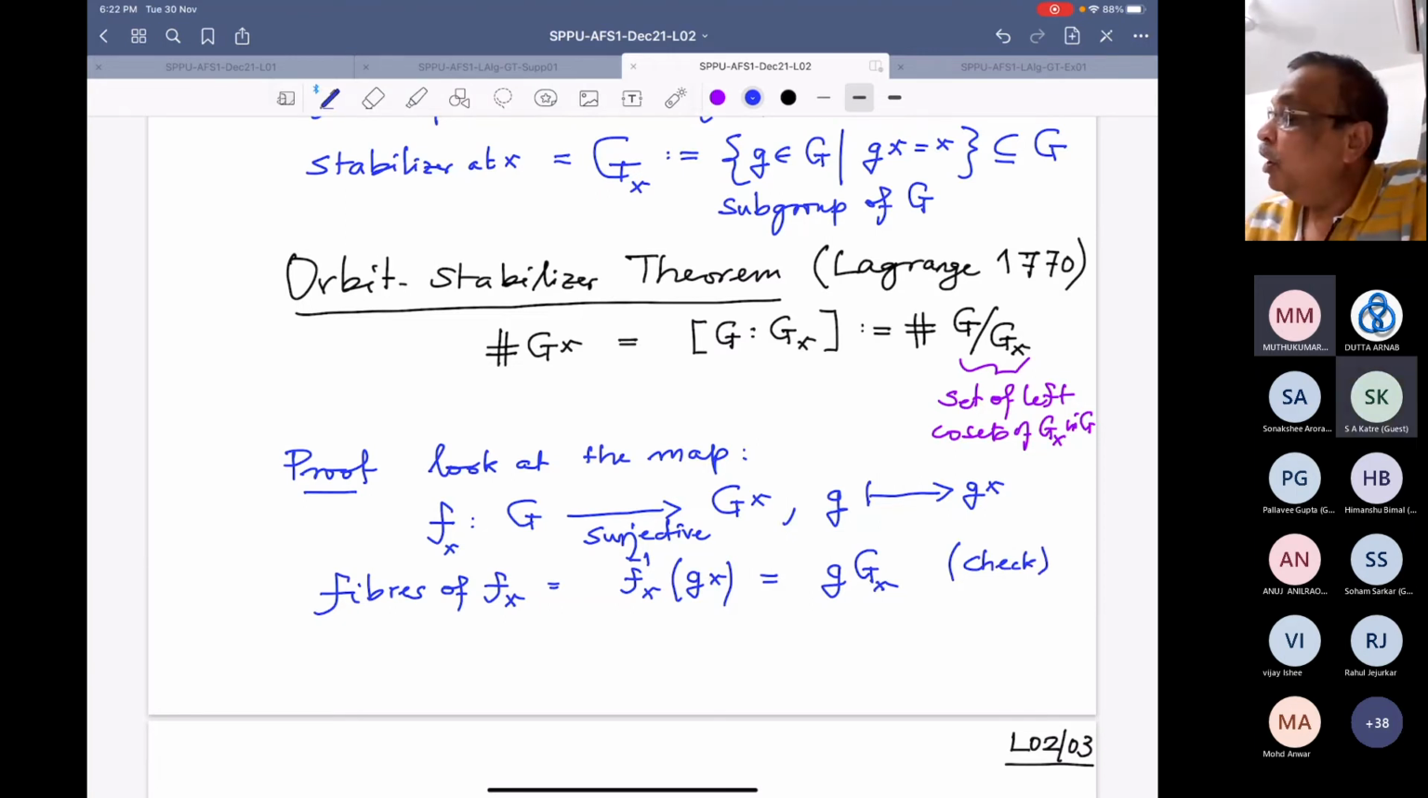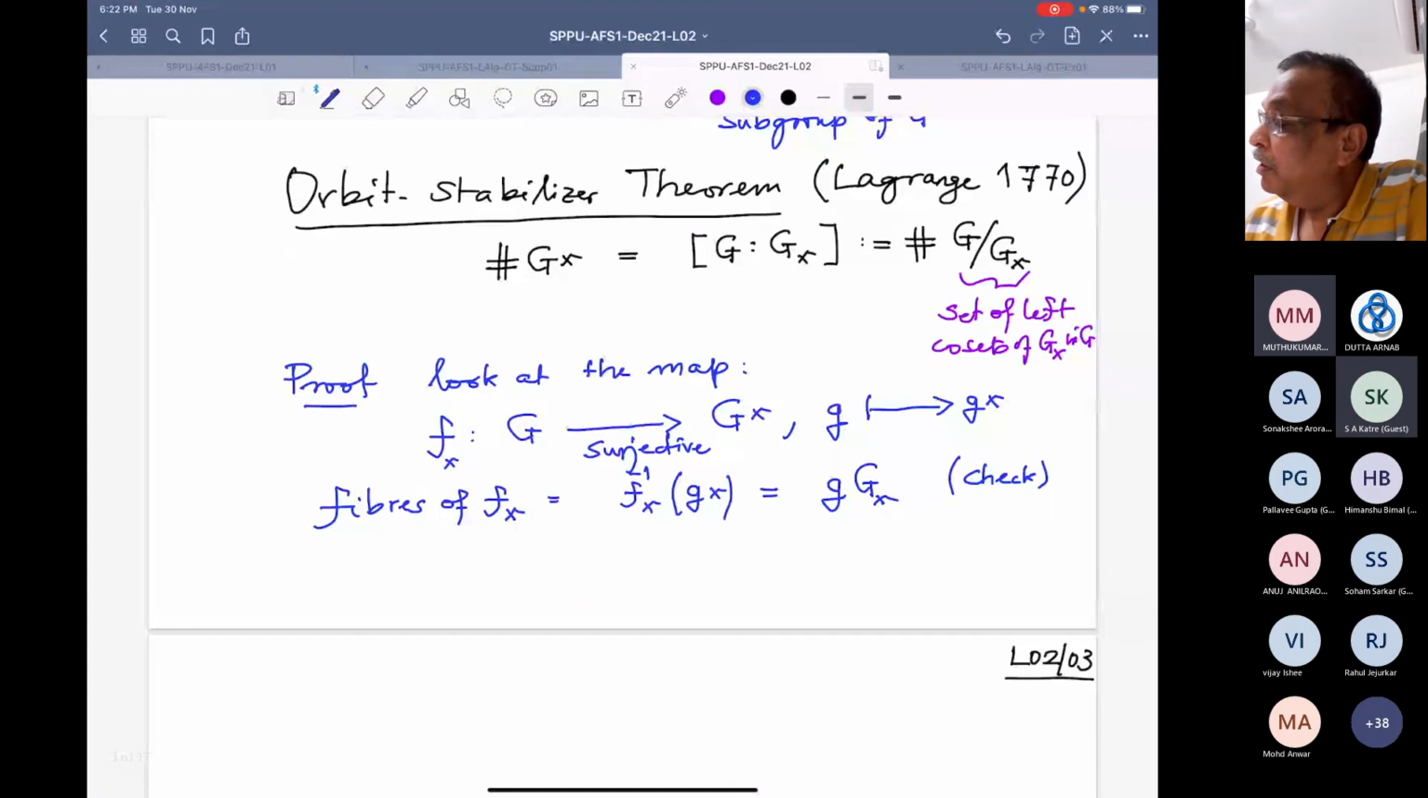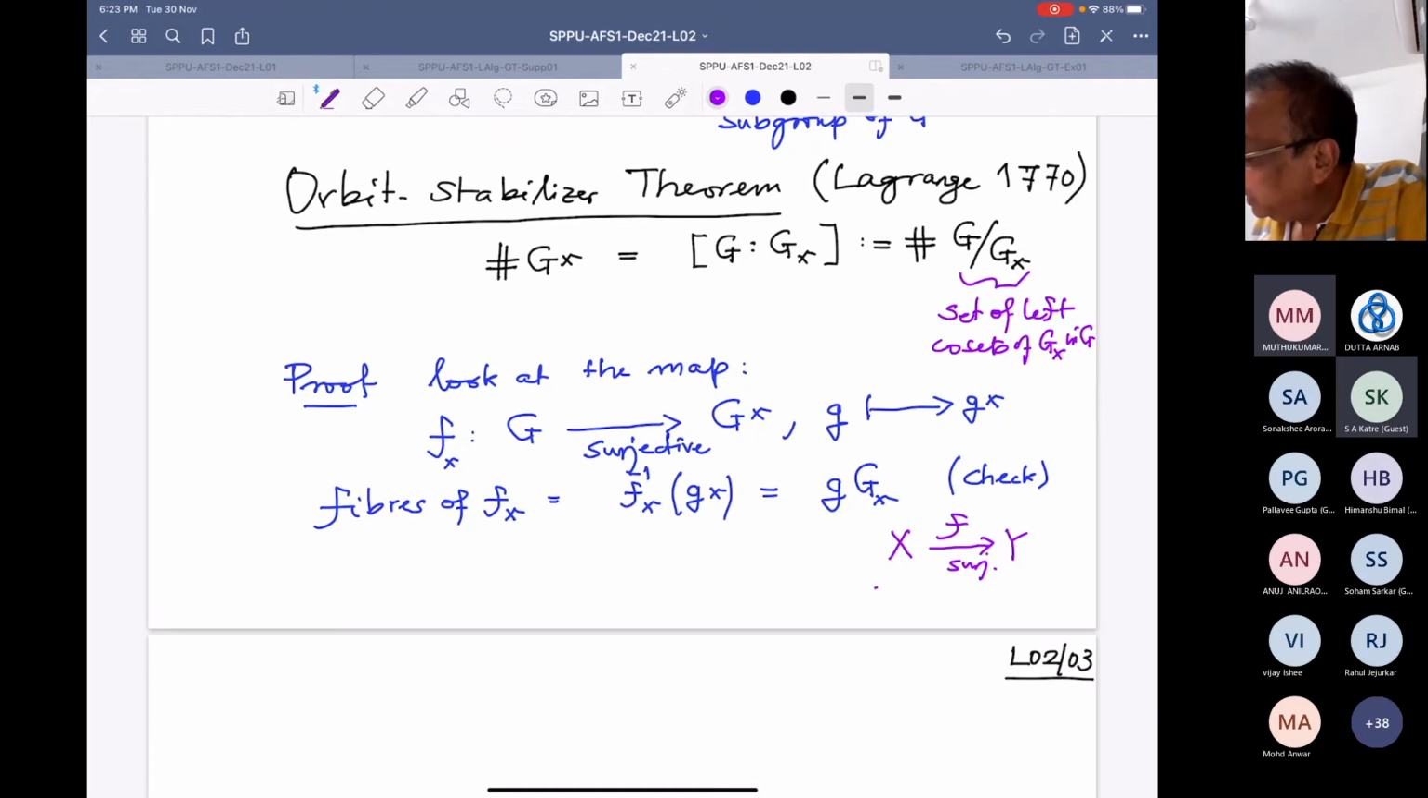And now a small thinking for you. I will write here: if I have a set X and a set Y, and suppose I have a map F that is surjective, and it also has the additional property that each fiber over Y, which is non-empty because it is surjective, has the same cardinality. So the cardinality of this is the same.